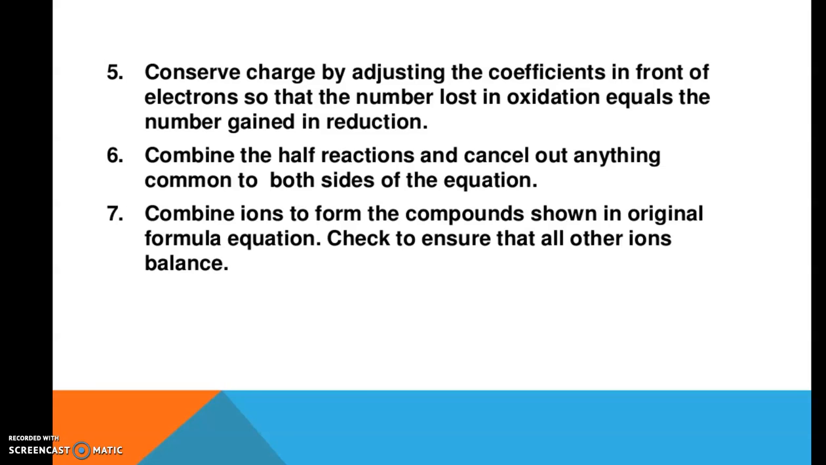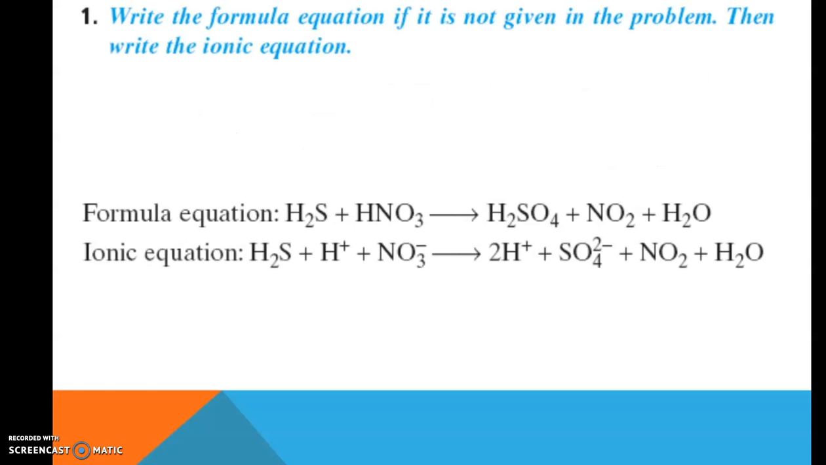First we have separated these two, and again we are going to merge these two reactions, and if there are any common elements, for example if there is hydrogen in both equations, we can cancel it. So such things we can do. The last step is combine ions to form the compounds shown in the original formula equation. So combine and write in ionic form and check to ensure that all other ions are balanced. So we'll see an example, then it will be very clear.